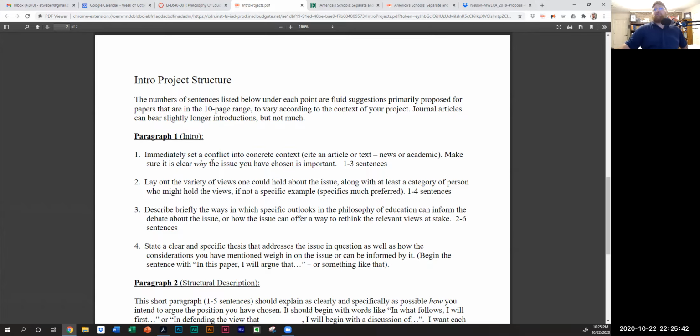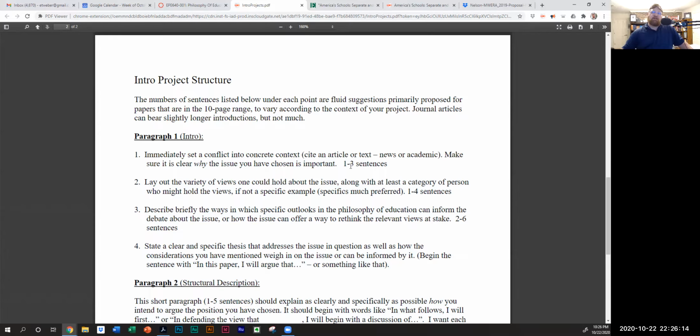Right. Anyway, think about the conflict that you're talking about and set it into concrete context to the greatest extent that you can, and then make sure that it's clear why the issue you've chosen is important. If people's lives are on the line, it's kind of obvious why that's the case. If the issue is that a teacher was fired for presenting a certain kind of social justice material, well, then you've got a concrete reason why we should be thinking about whether or not teachers should be advancing the aims of social justice, right?